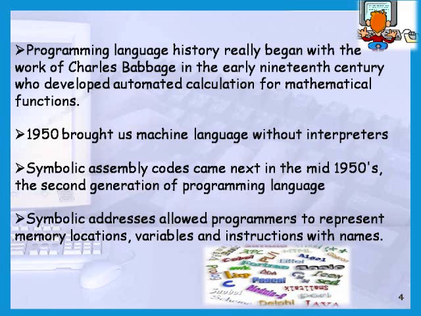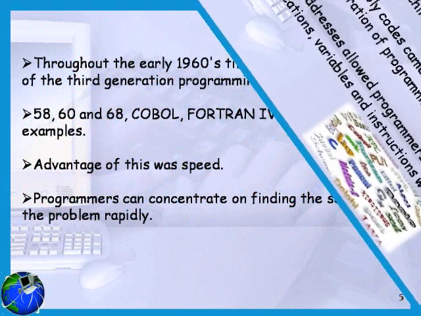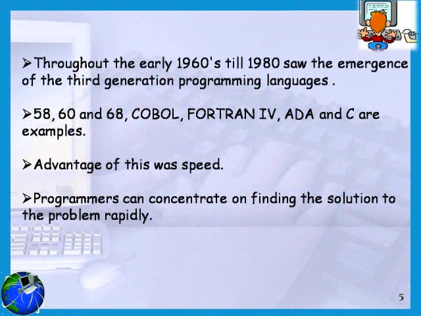Symbolic assembly code came next in the mid-1950s, the second generation of programming languages, like Autocoder, SAP, and SPS. Symbolic addresses allowed programmers to represent memory locations, variables, and instructions with names. Programmers now had the flexibility not to change the address for new locations of variables whenever they were modified.